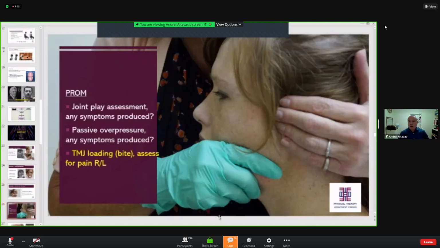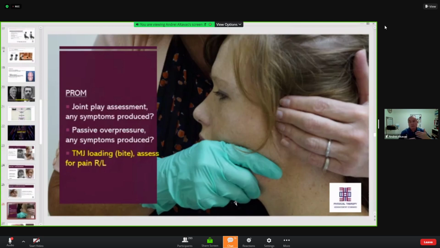Okay, so another part of the assessment is looking at passive range of motion. We know passive range of motion is basically bringing the joint to its end range. But as a practitioner specializing in this, you will need to learn how to do a joint play assessment.